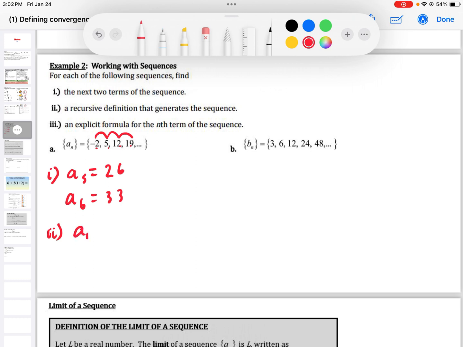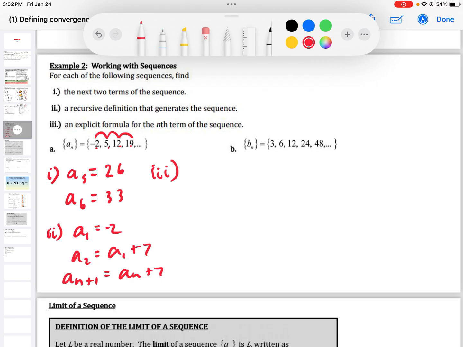Okay, part 2, find a recursive definition. So A1 is defined to be negative 2. The second term would be the term before it, plus 7. So a sub n plus 1 would be equal to the nth term, the one before it, plus 7. So if I want to find the seventh term, plug in 6 for n, and I can find it that way.